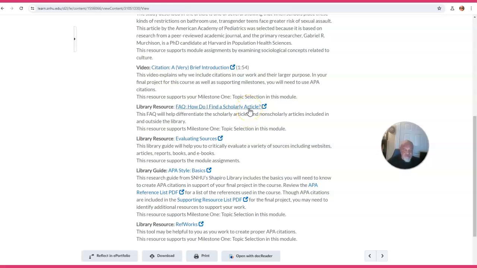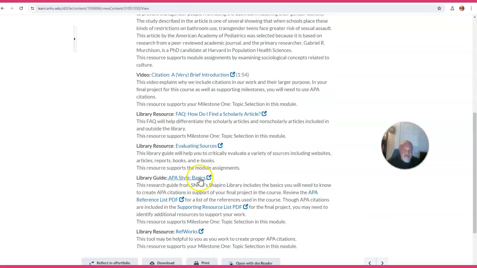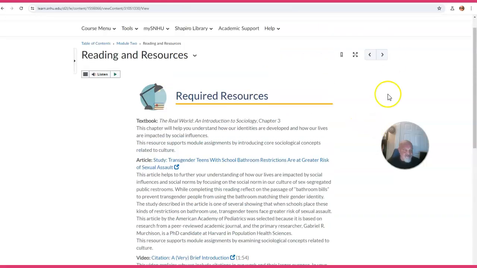Milestone 1, which you're going to be working on, you need to look at how to find a scholarly article, evaluate sources, and again, the basics of APA style, how you frame a citation. There's a particular format for it. You can't just cut and paste a link.